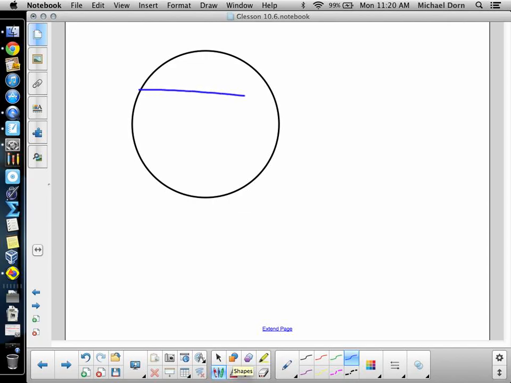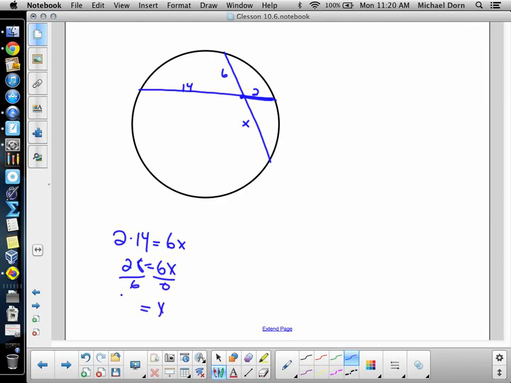Yes, one more. Okay. I'm going to call this 2 and this 14. I'm going to say this is 6 and this is x. How are you going to set that one up? 2 times 14. No, no, no. Start at the point of intersection. We never use the whole chord, do we? 2 times 14 equals 6x. So that would be 28 is 6x divided by 6. Well, that one worked out to 14/3. Okay, I can live with it.